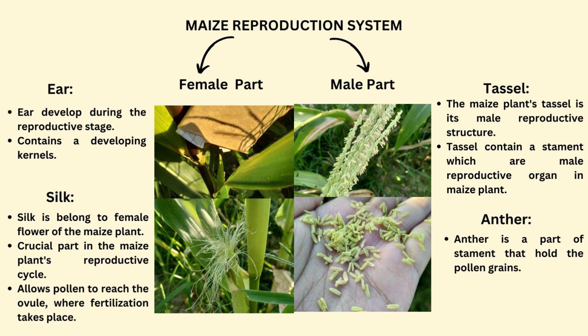Next, tassel is a male reproductive structure in a maize plant. It is in charge of pollen production, and it also contains stamens, which are male reproductive organs in the maize plant that consist of the anther. Lastly, anther is a part of the stamen that holds the pollen grains, and it is in charge of releasing the male gametophytes or pollen grains.